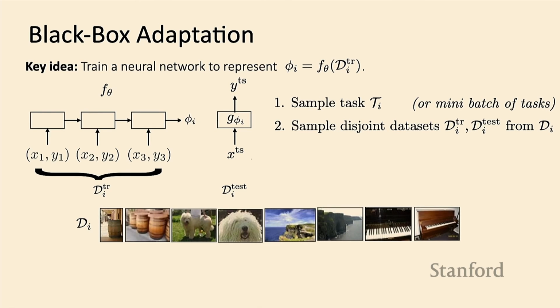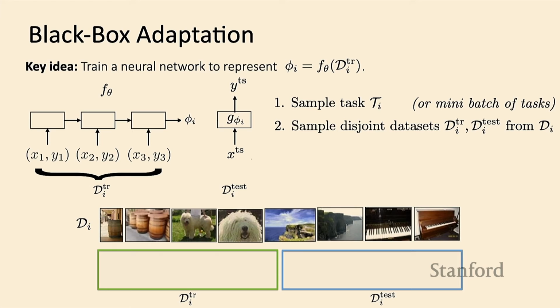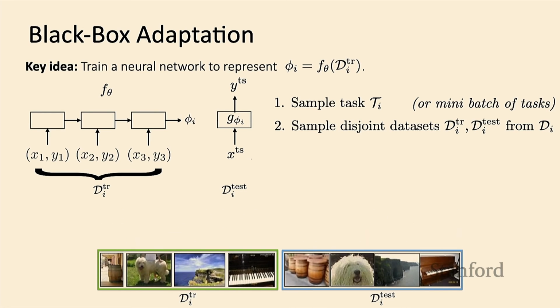Visually, maybe these are all the examples you have for one of your tasks. You want to allocate them into training examples and test examples. So you'll just randomly assign them to a train set and to a test set.